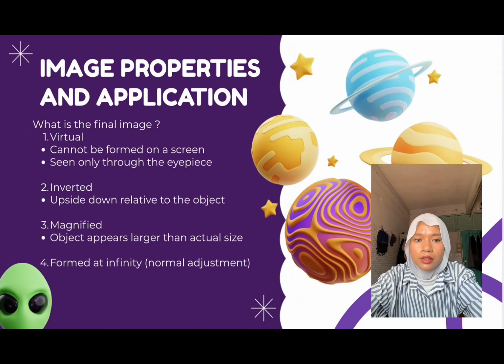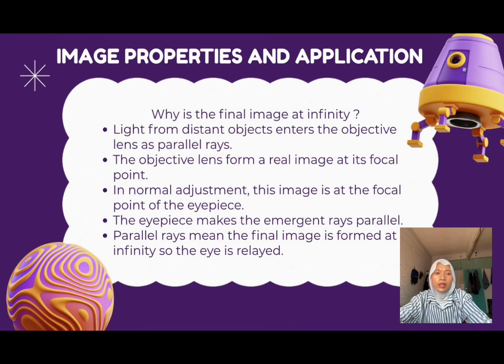Another important characteristic is that under normal adjustment, the final image is formed at infinity. This condition provides the most comfortable viewing experience because the human eye remains relaxed while observing the image. So, why is the final image formed at infinity? Let us now look at why the final image is formed at infinity.